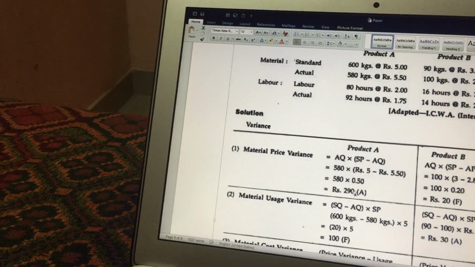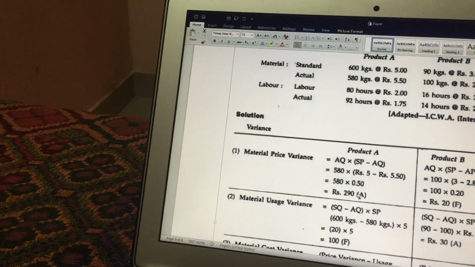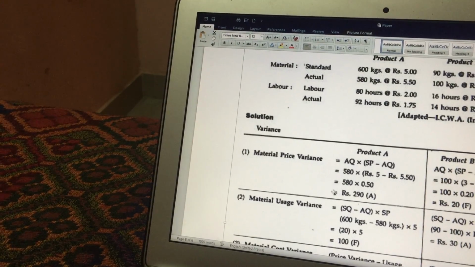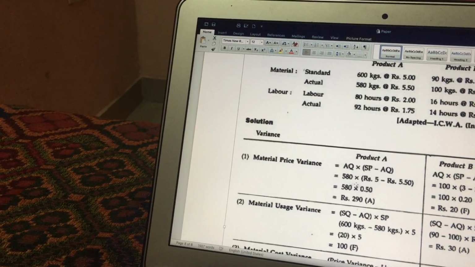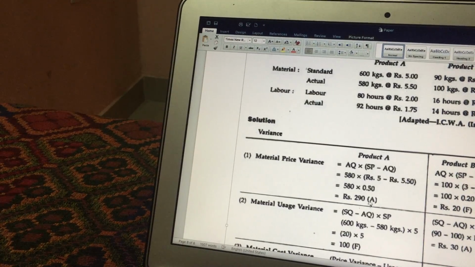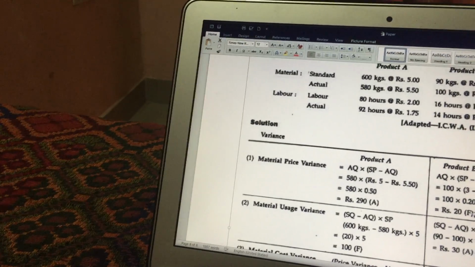Adverse means our standard price was less whereas the actual price was more. That's why it is called adverse. A means it's negative. If it is F, it means positive.